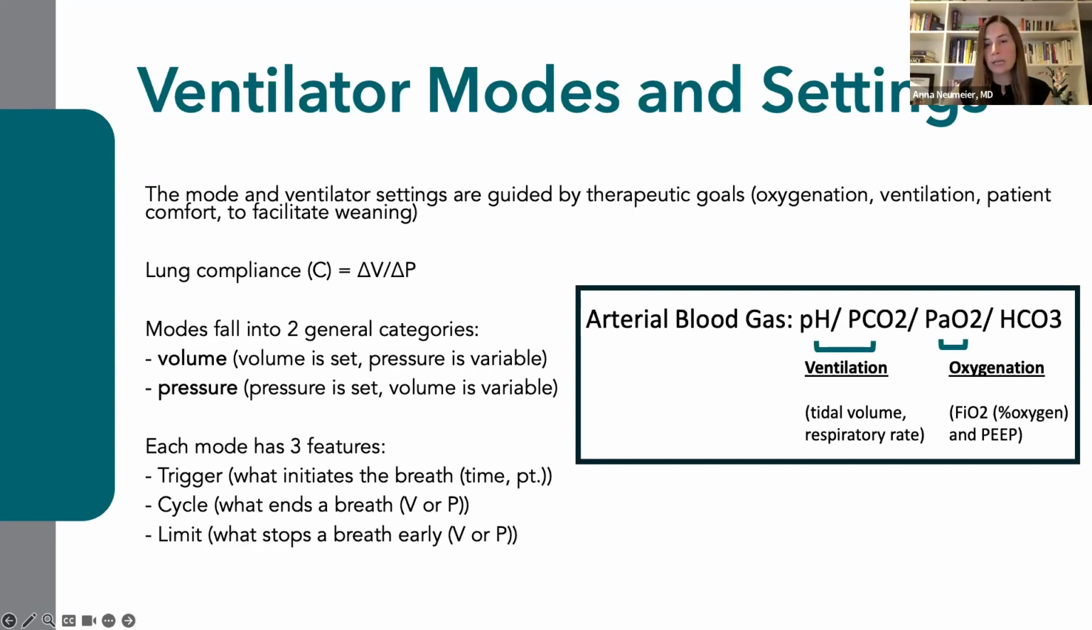We can use the arterial blood gas to remind us of the parameters that we're targeting. The efficiency of ventilation is measured by the patient's pH or their PaCO2. And to augment those, we can control the tidal volume or the respiratory rate. To control oxygenation, that is influenced by the inspired percent of oxygen, the FiO2, as well as the mean airway pressure, which is the pressure transmitted to the alveoli. This can be increased by increasing PEEP.